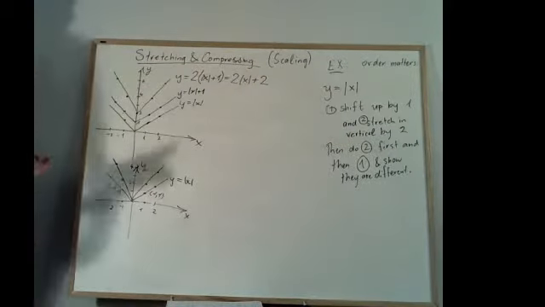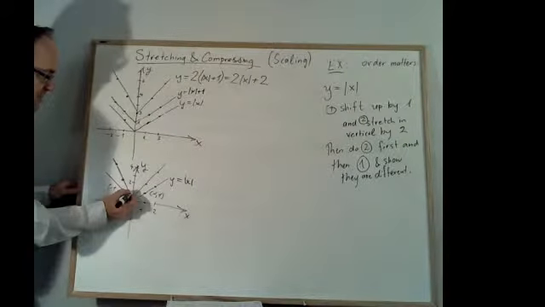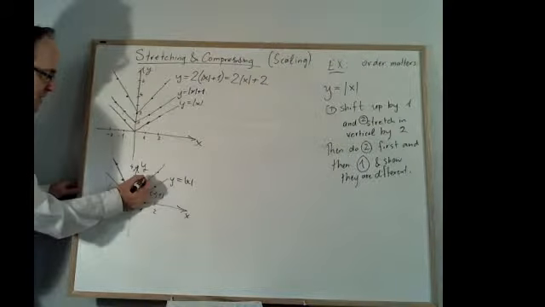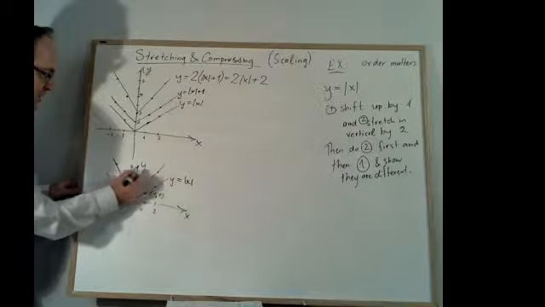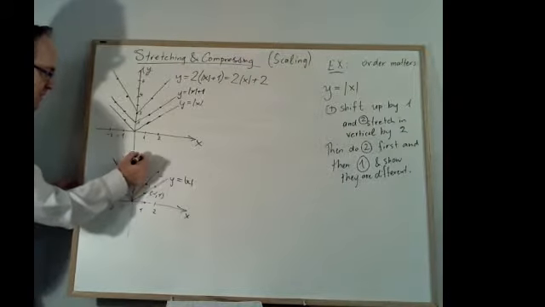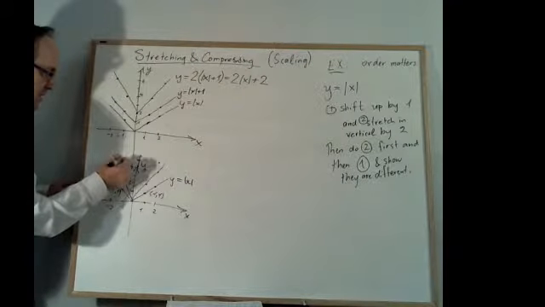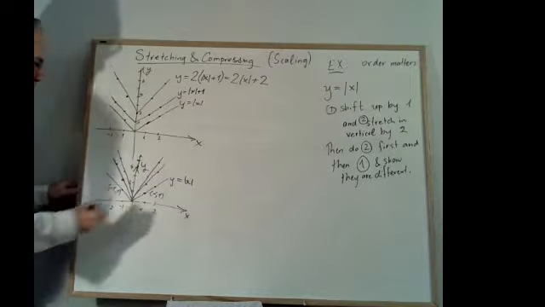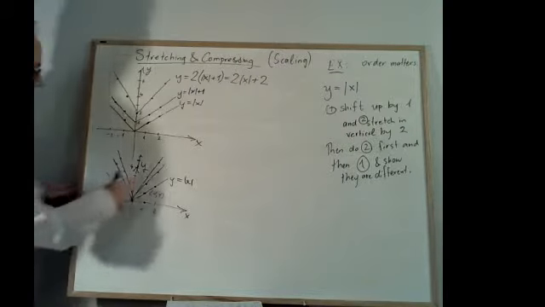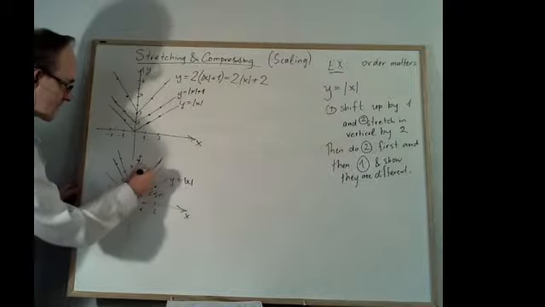Now I shift it up by 1. So each y value gets incremented by 1. So I go from 0 to 1. Here I go from 2 to 3. Again, 2 to 3. 4 to 5, 4 to 5. Oops, sorry, I did that wrong. It should be parallel to the original graph, each line.